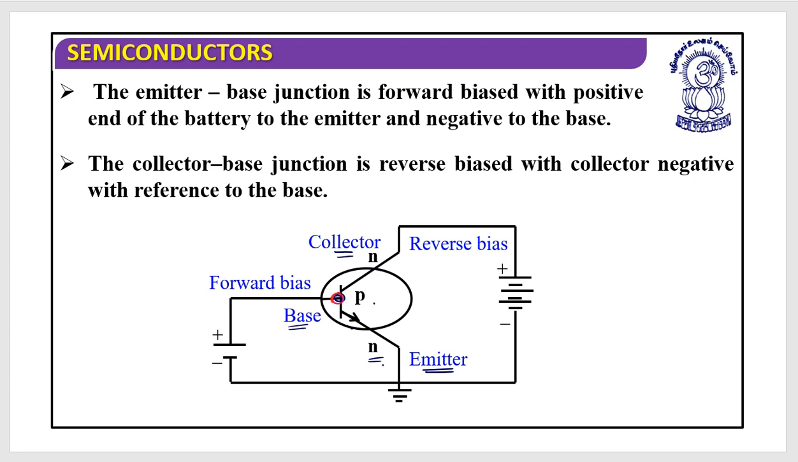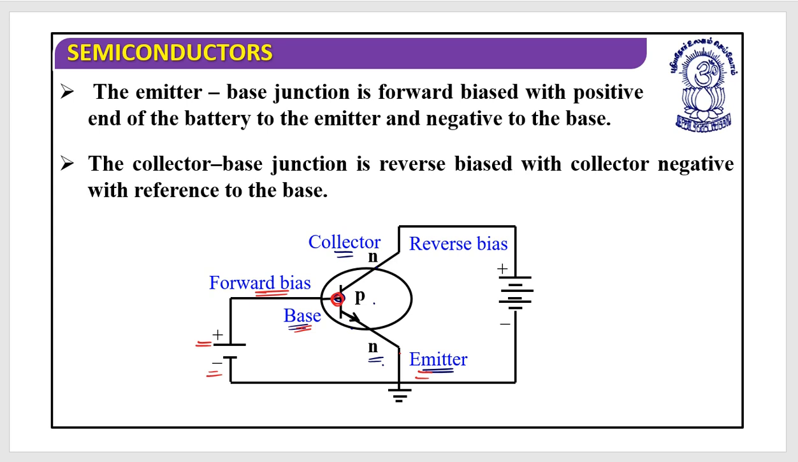Let me show you that the p-type material has been connected with the positive terminal of the battery, and the n-type material connected with the negative terminal of the battery. So this junction is the junction of base and emitter. When we say junction, it is basically a location where two or more people are going to meet. So here the junction of base and emitter is forward bias.